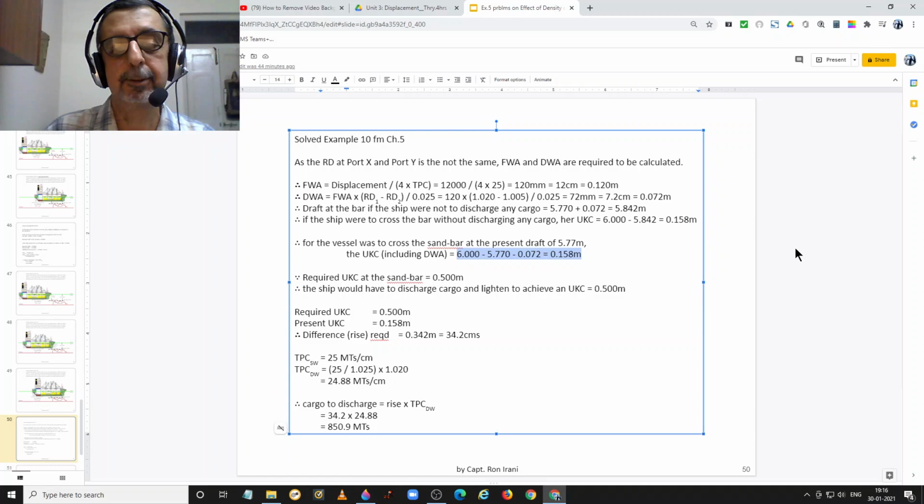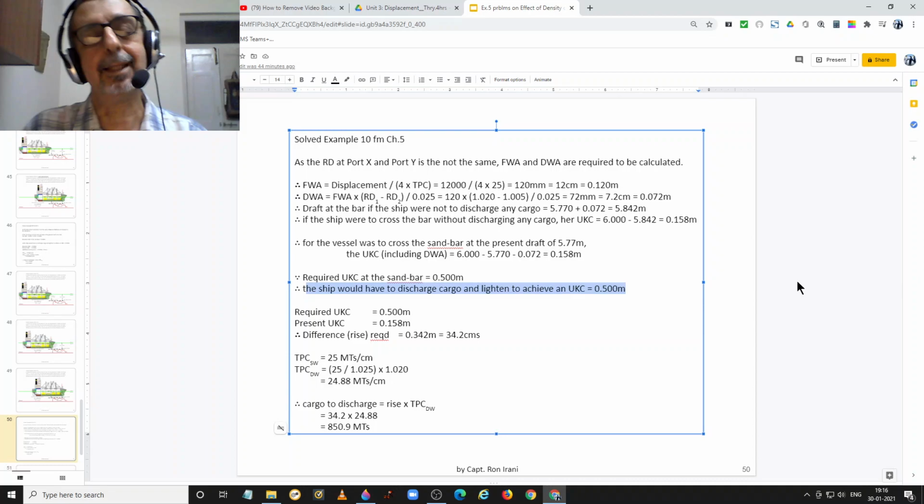Required UKC as given in the problem is 0.5 meters at the sandbar. Therefore, the ship would have to discharge some cargo and lighten to achieve this UKC of 0.5 meters. Now, as I have said earlier, you do not necessarily have to discharge cargo. If you have ballast, you can also discharge your ballast. But since in the problem we have been asked about cargo, we will talk only about cargo discharge. Required UKC equal to half a meter. Present UKC is equal to 0.158 meters.